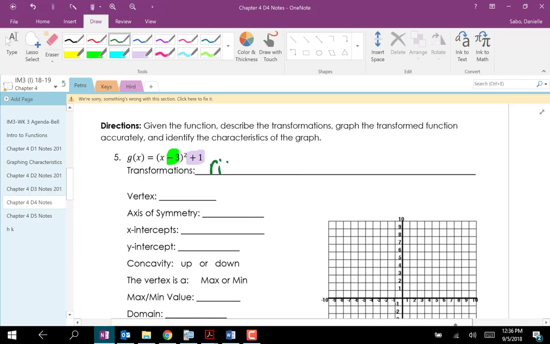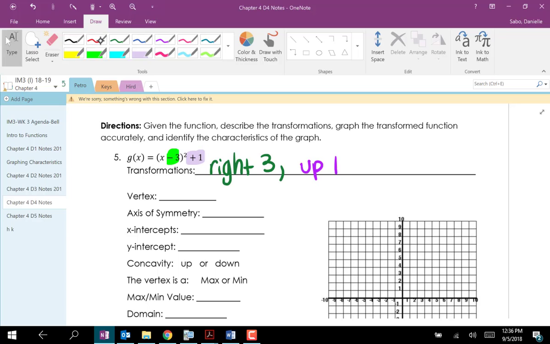I heard it. Right. I hate that bell. I say it all the time. Right 3. Okay, what about this +1 all the way on the outside? That always represents up or down. Which one is it? Yeah, up 1. Good. And that helps you with your vertex. That basically just told you what your vertex is. By saying right 3, up 1, that's your vertex.